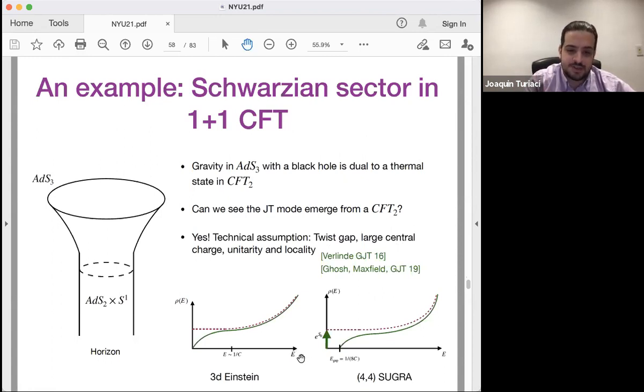as I mentioned, also the answer depends on how much supersymmetry you have. And from 3D gravity or 2D CFT, we're able to reproduce these spectrums that I mentioned for the Schwarzian, without supersymmetry or with supersymmetry.